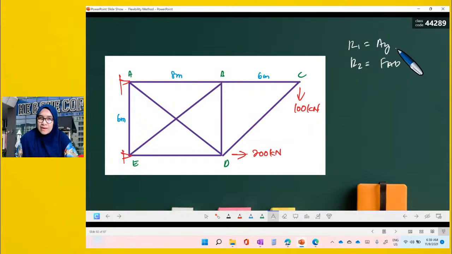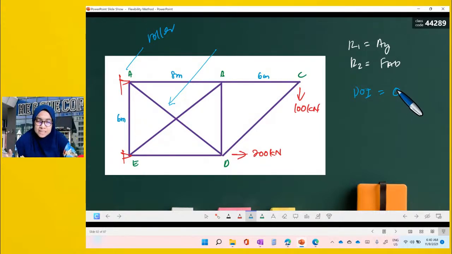By having this, we have to remove AY. When we remove AY from A, the pin becomes a roller, and we also remove member AD. By removing these two redundants from the truss, we get a degree of indeterminacy equal to 0. Zero means we have a determinate truss, and in a determinate truss we are able to determine member forces, because in truss analysis what is most important is member force, because we need the member forces to substitute into the displacement formula.